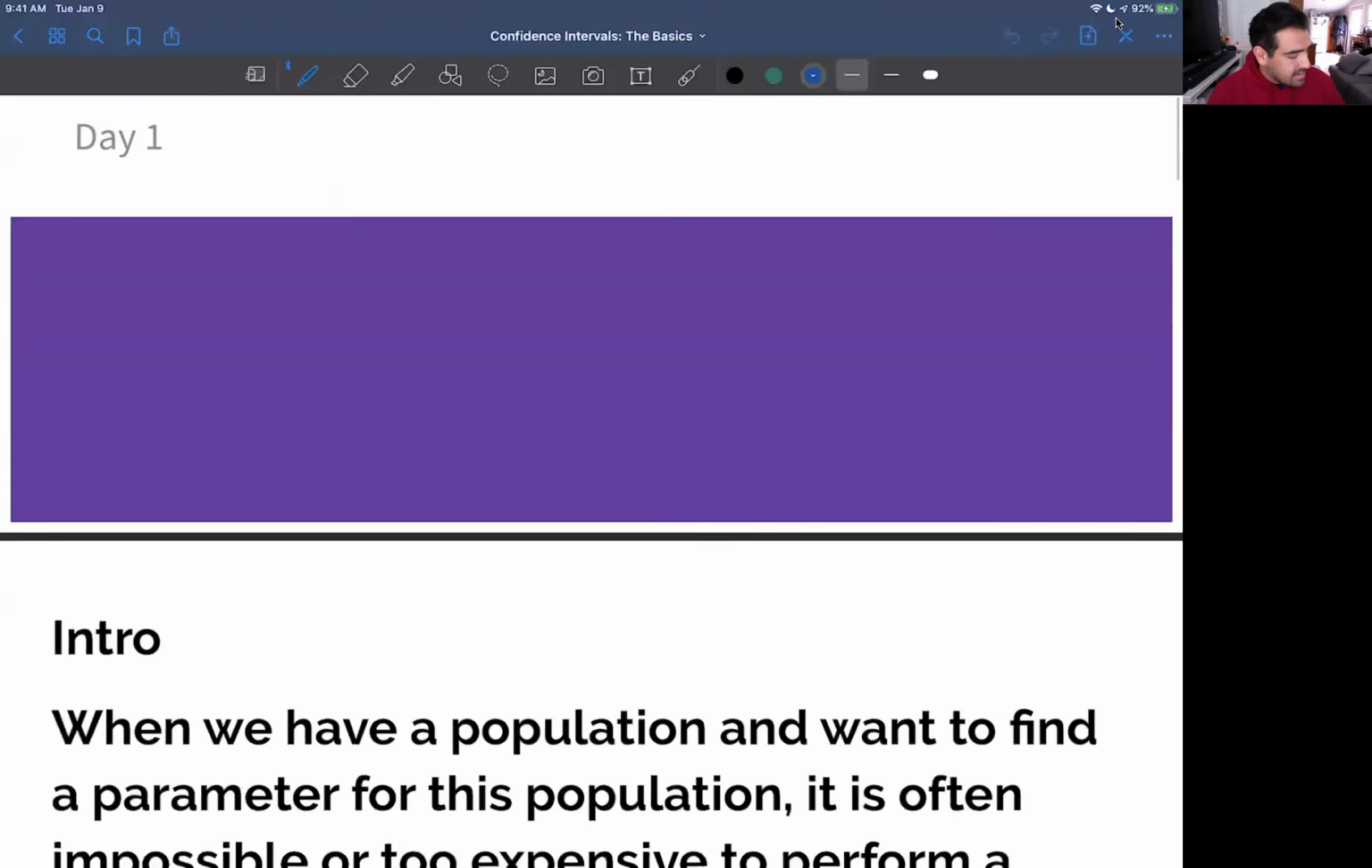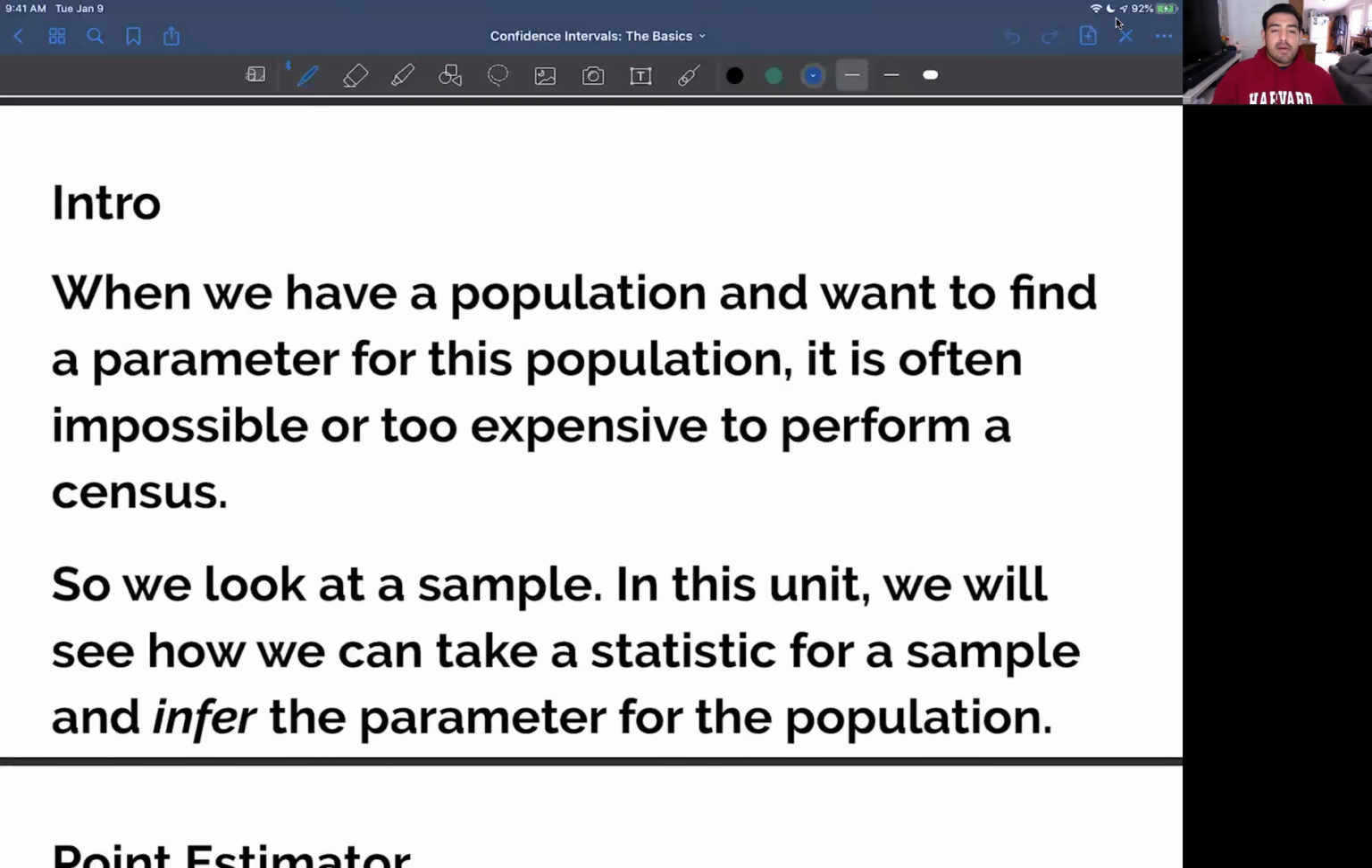So let's begin. When we have a population and want to find a parameter for this population, it's often impossible or too expensive to actually perform the census that we need to find the true population parameter. So we look at a sample. In this unit, we're going to see how we can take a small sample statistic and infer the parameter for the entire population.